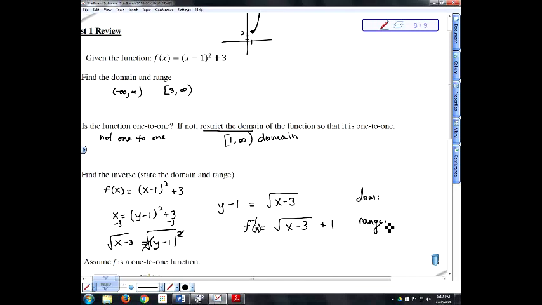Now the domain and range. Remember the domain represents x and the range represents y. The domain and range of the inverse should be the opposite of the domain and range of the original function. This was the domain of the original function, this was the range. These represented the x values of the original function, which are now the y values. And then this was the range of the original function, or the y values. So when you find the inverse, those become the x values.